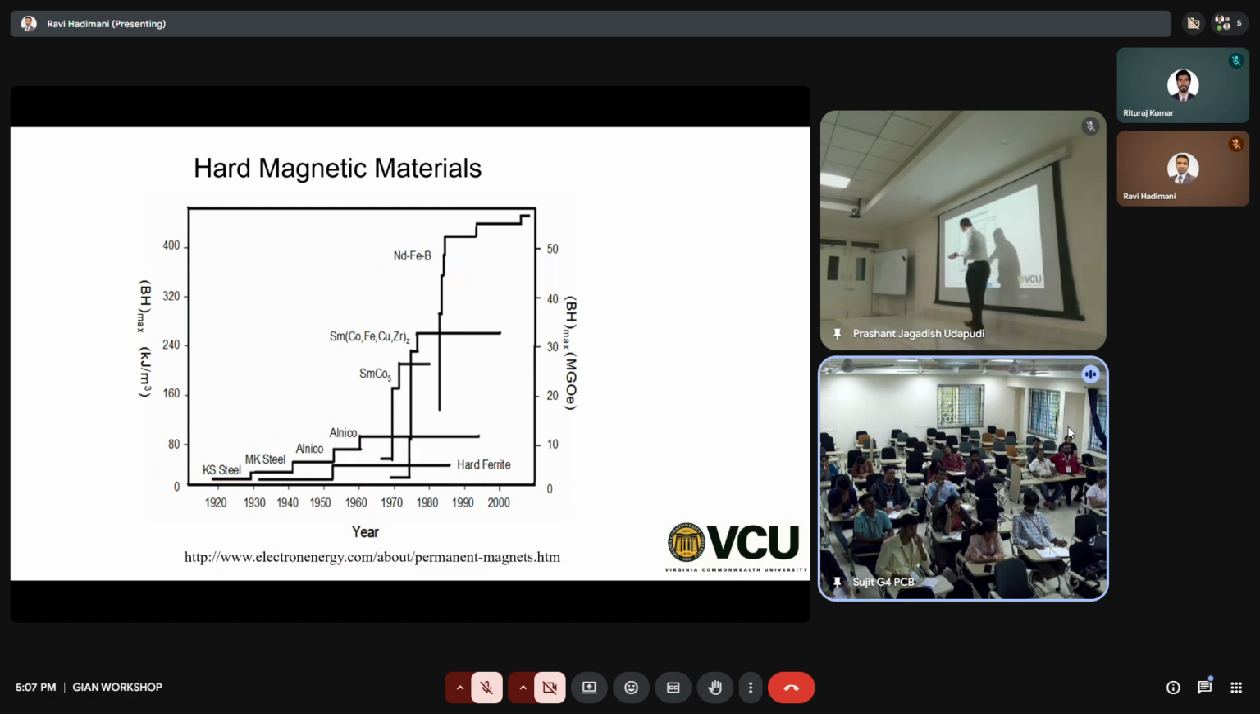In olden days, the permanent magnets were KS steel, MK steel, alnico, samarium cobalt, and other versions of samarium cobalt, and then came neodymium iron boron. Neodymium iron boron was discovered in the 1980s, and nothing has happened after that. These are all marginal increases in neodymium iron boron. No other material has been discovered that replaces neodymium iron boron. So those are really strong magnets.